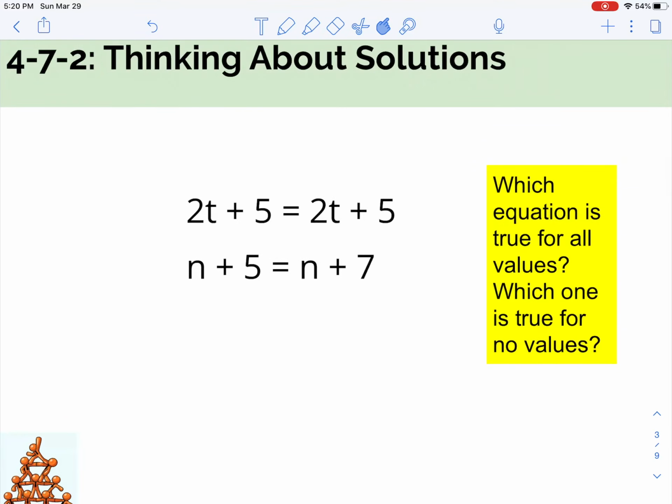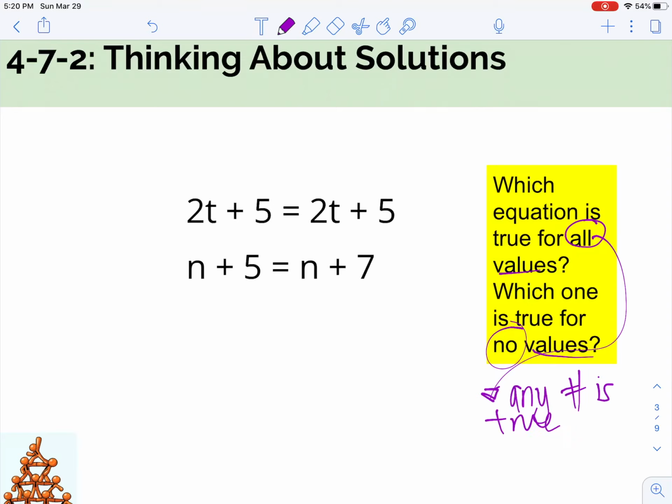All right, so which equation is true for all values and which one is true for no values? This whole section is going to be about this all values and no values thing. We might have talked about this a little bit, but what it means essentially is that all values is like I can plug in any number. So if you want to write a note down, you can: all values means any number is true. And no values literally just means no number will work, right? Does that kind of make sense?